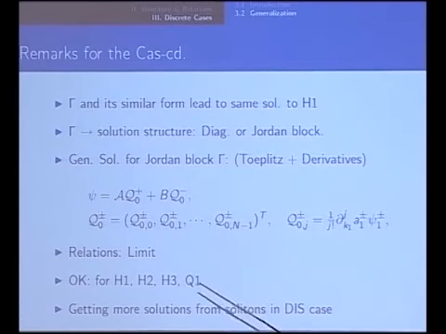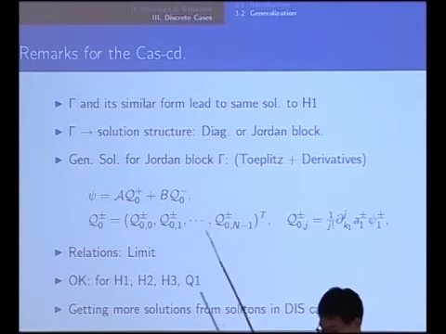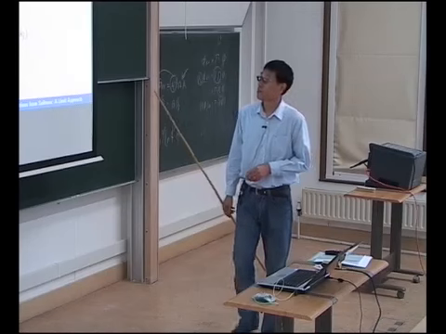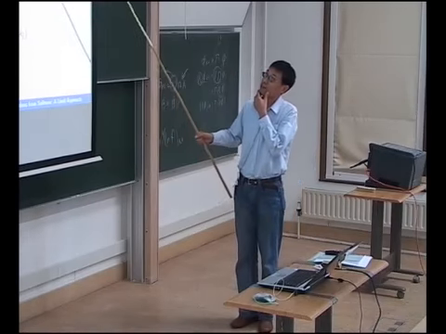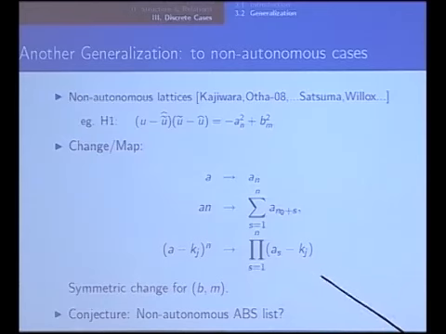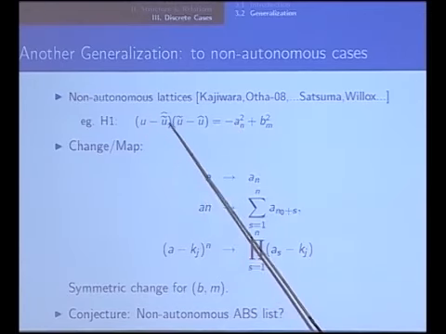So, in other words, in terms of Casoratian, we have a soliton solution and a limit solution. And such generalization is okay for H1, H2, H3, and Q1. So in this way, we can get more solutions from solitons for discrete equations. I have nearly finished my talk. And here are some questions of mine.